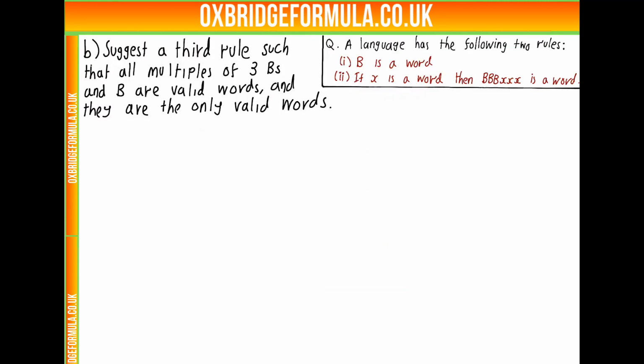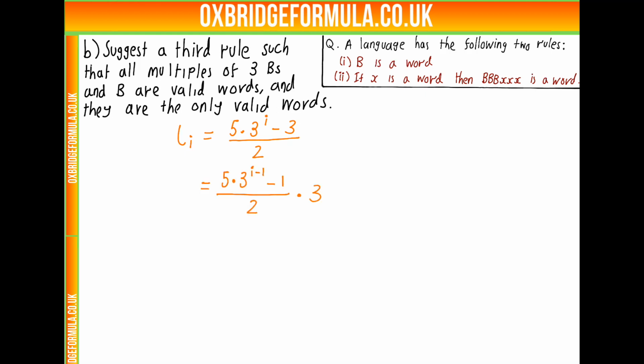The next part of the question, B, says to suggest a third rule such that all multiples of 3 B's and B itself are valid words, and they are the only valid words. So the key to this is recognising what Li is, and the question we want to ask is, does our current rule 2 only give things that are multiples of 3 as words? Because that makes constructing rule 3 a lot easier.